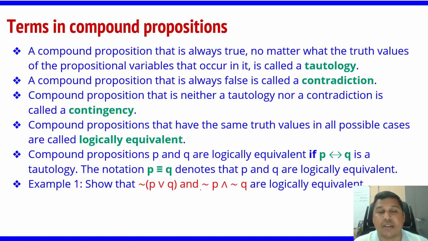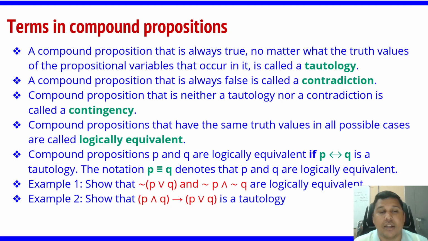Sometimes they will ask questions like this: show that minus P or Q and minus P and minus Q are logically equivalent. You have to construct the truth table for this, and construct the truth table for that. See the final result. Are they the same? If they are the same, then we say that they are logically equivalent. The other kind of question is P and Q implies P or Q. Show that it is a tautology. So construct the truth table and see the final result column. If every output is true, then we can prove that the given proposition is a tautology.